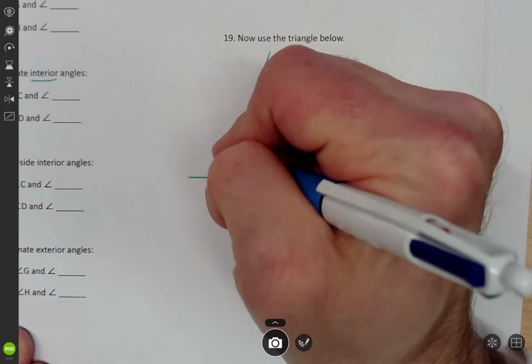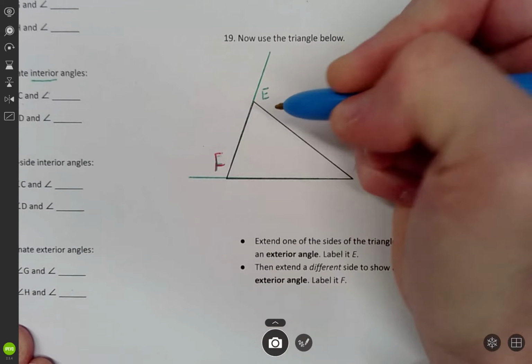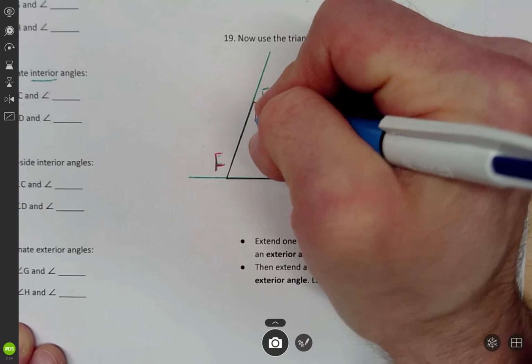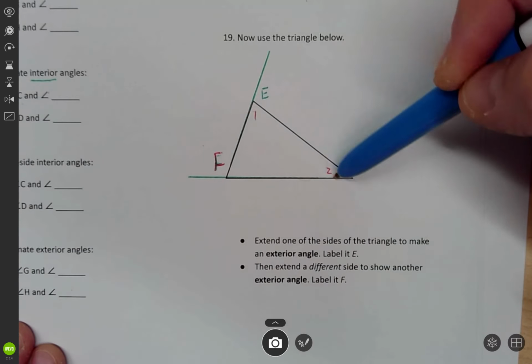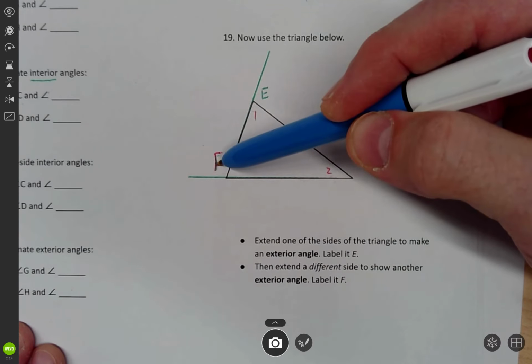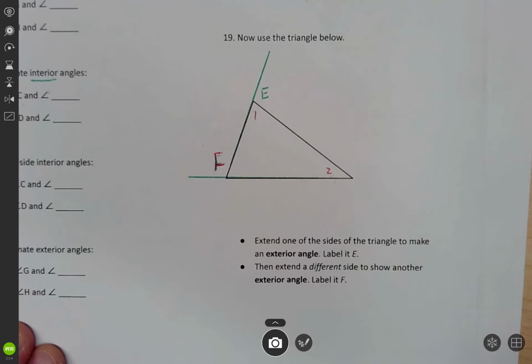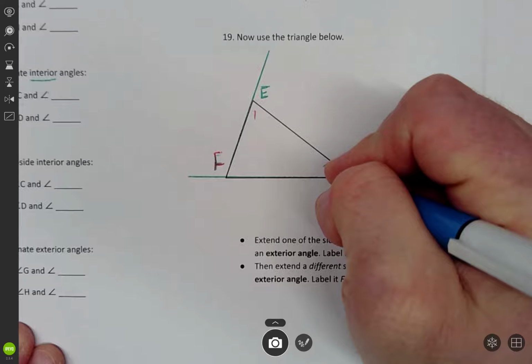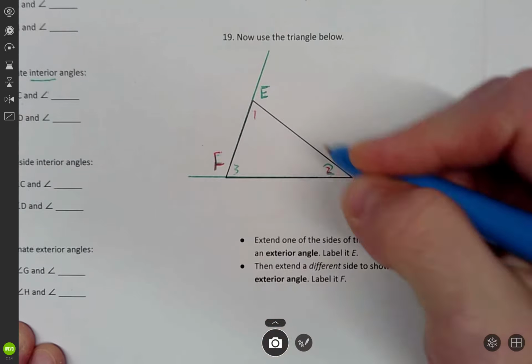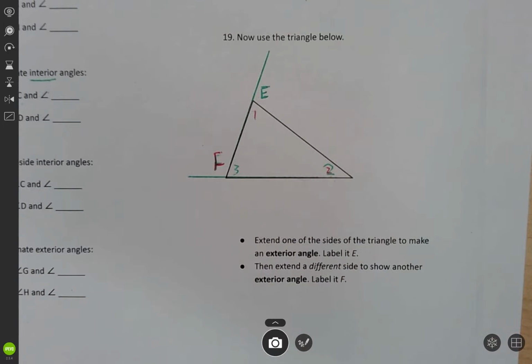For example, angle F here would have angle 1 and 2 as its remote interior angles, because those are the 2 interior angles that are away from F. But if you're looking at angle E, its remote interior angles would be angle 2 and angle 3, the 2 angles that are far away from it.